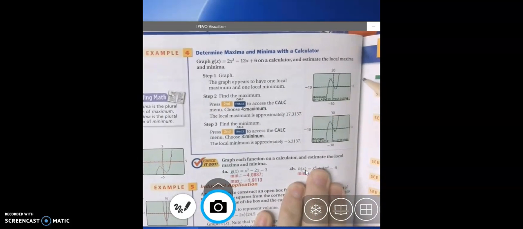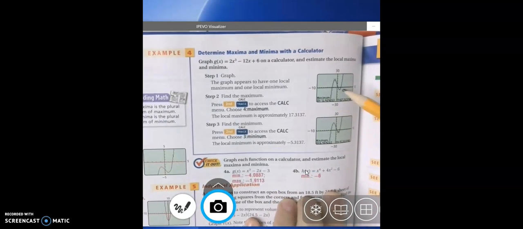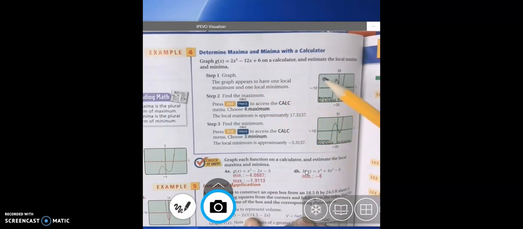So when you graph this on a calculator, this is what you're going to see, something similar to this. When I look at this, the graph appears to have one local maximum and one local minimum. See it? This is the max, so if I come up, now I have a maximum turning point and then a minimum turning point. That's called a maxima and a minima.